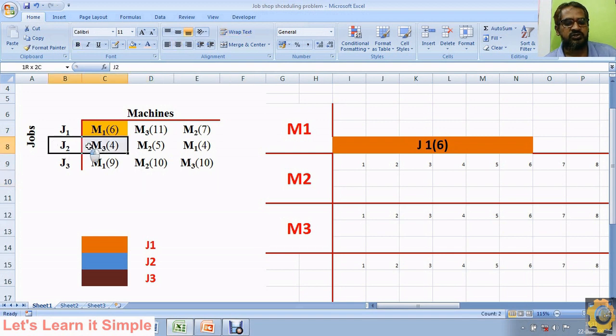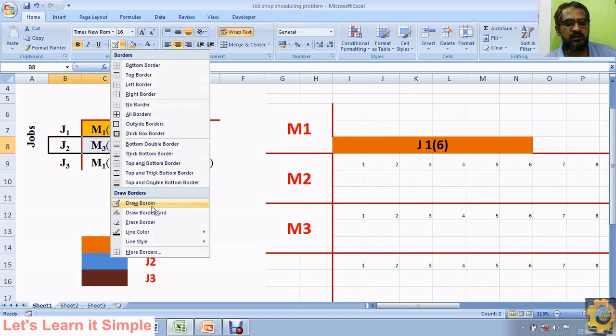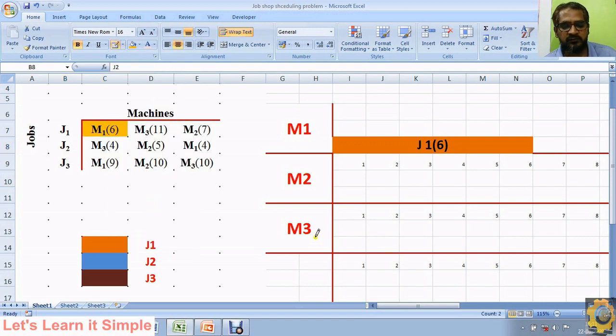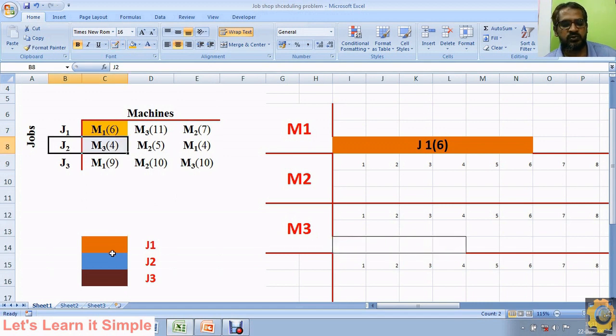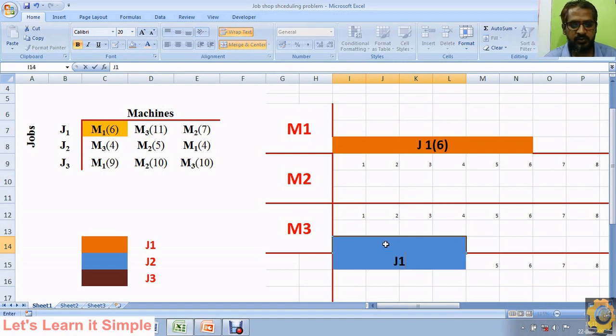Therefore, I am selecting machine 3. You can see job 2 on machine 3 takes a time unit of 4. So let me take a border and do it like this. It is the second job on machine 3 with a time unit of 4. Let me increase the font of the text, with a time unit of 4.